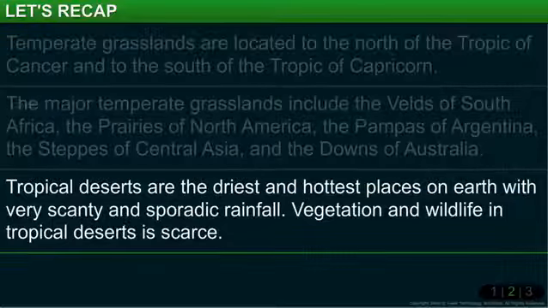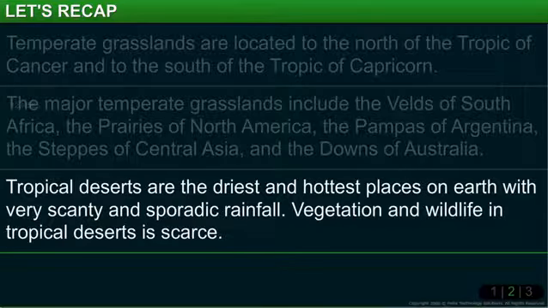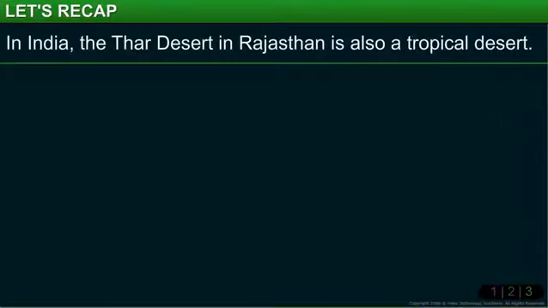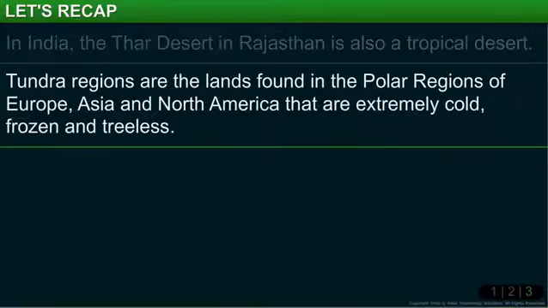Tropical deserts are the driest and hottest places on Earth, with very scanty and sporadic rainfall. Vegetation and wildlife in tropical deserts is scarce. In India, the Thar Desert in Rajasthan is also a tropical desert. Tundra regions are the lands found in the polar regions of Europe, Asia, and North America that are extremely cold, frozen and treeless.